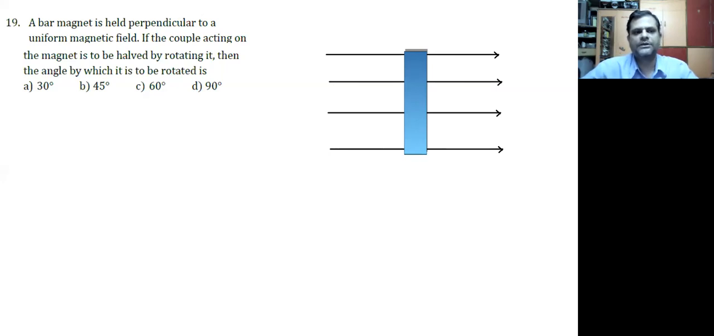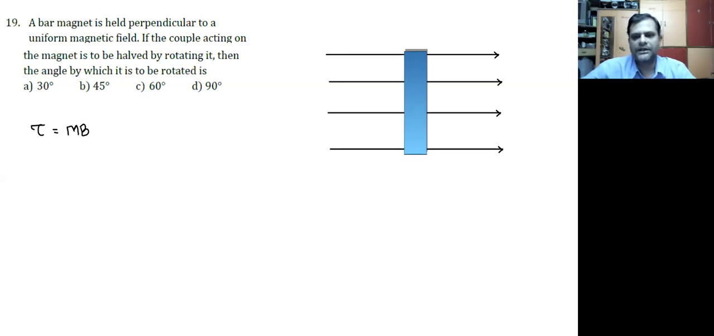When it is perpendicular, the couple acting on it will be given by the formula tau is equal to m into b, because sin theta is 1. Theta is 90, so sin theta will be 1, and hence the couple will be maximum. Okay, but now we want to make this couple half of the original by rotating this magnet. तो कितने एंगल से हमको इसको रोटेट करना पड़ेगा ताकि उसका कपल जो है वो हम आधा कर पाए.